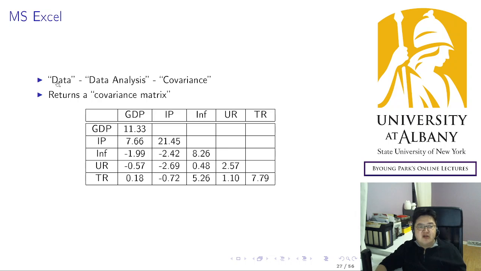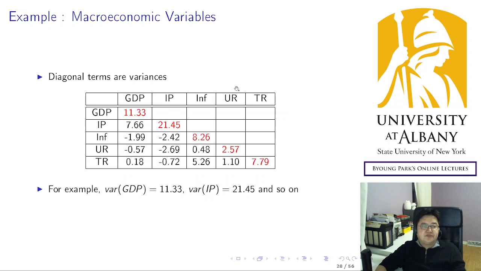I will also, in another video, show you how to make this table in Excel. But in this video, I'm going to just assume that you have the table. So let me interpret what this table means. First, the table has entries: GDP growth rate, industrial production growth rate, inflation rate, unemployment rate, treasury bill rate, right? And same 5 variables. So 5 by 5, but upper triangle is empty.